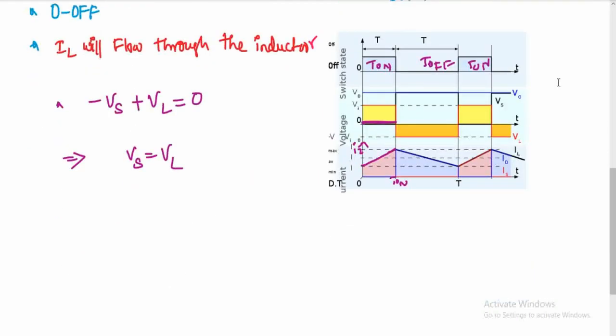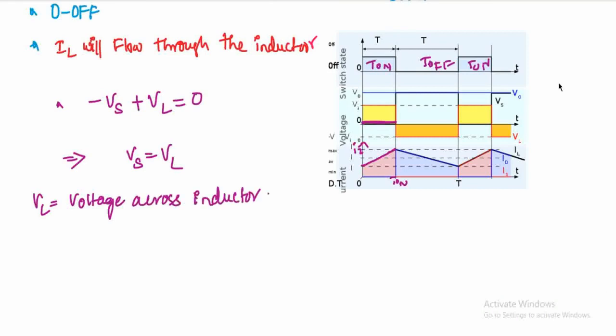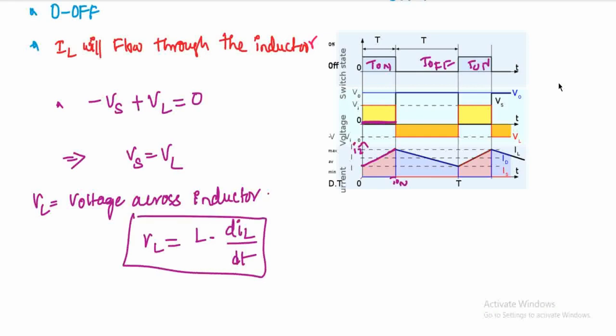We know the expression for voltage across the inductor. VL is the voltage across the inductor, that is VL equal to L into dIL by dt. Let us substitute this expression in our above expression, so that we are going to get the expression for inductor current while the switch is closed.